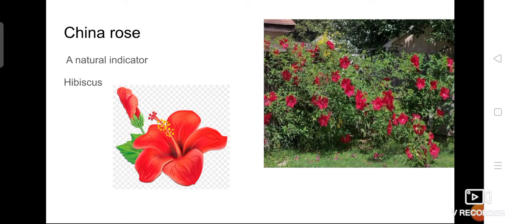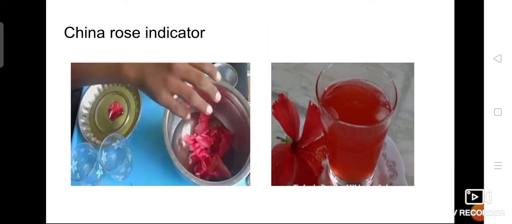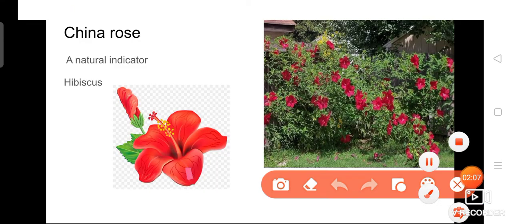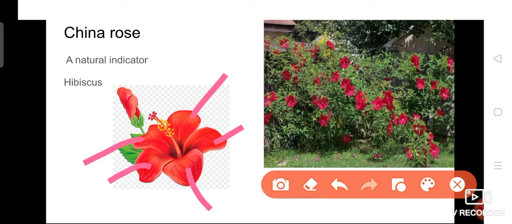Before getting into this, remember that China rose indicator is also a natural indicator. The common name is hibiscus. Now we are going to see how to prepare that indicator. For preparation, we have to take some China rose petals. You know very well about flowers, I hope. These are the petals I want to show you. For preparing the solution, we take the petals alone.